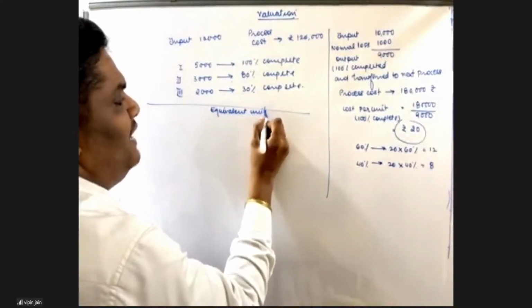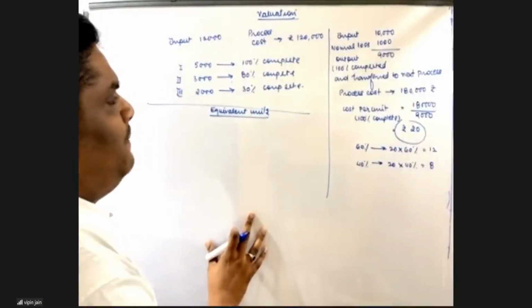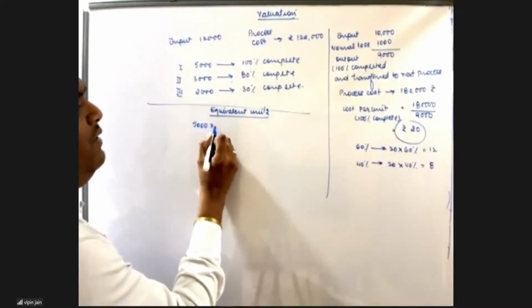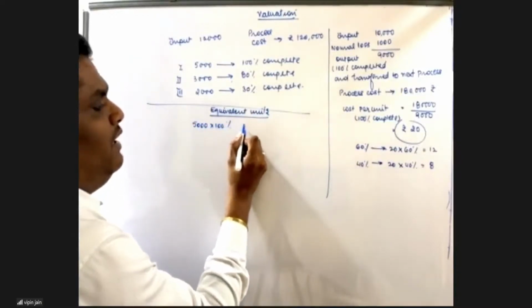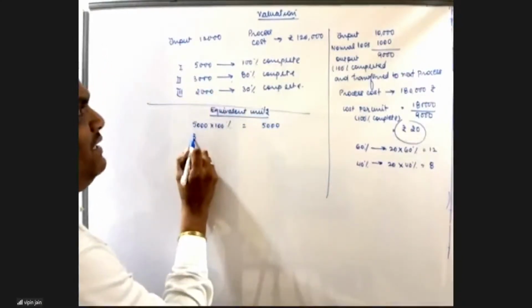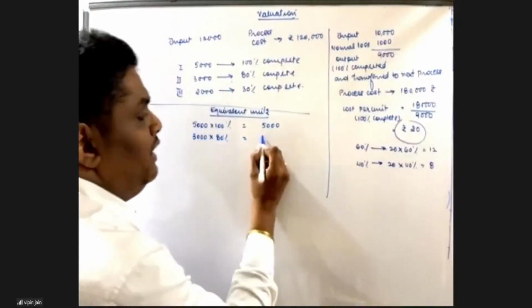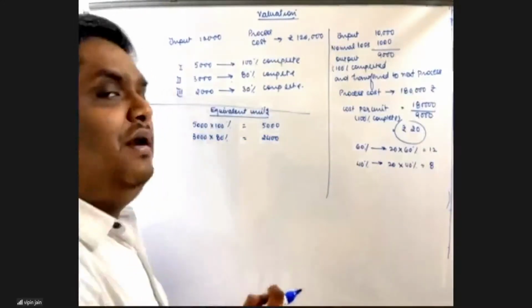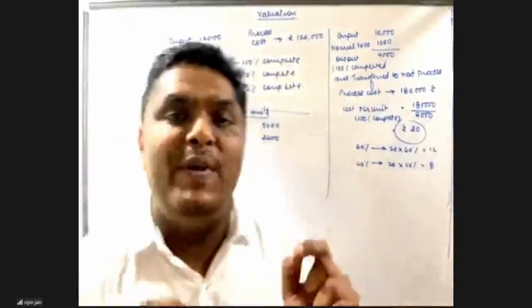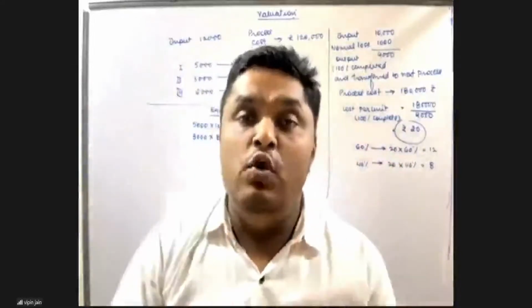We will first calculate the equivalent number of units. How to calculate the equivalent number of units? In the first case, 5,000 units are 100% complete. It means 5,000 are the equivalent number of units. In the second case, 3,000 units are 80% complete. It means 2,400 units are 100% complete. What I want to say is that 3,000 units that are 80% complete will be equal to 2,400 units that are 100% complete. Guys, do make a note of it.